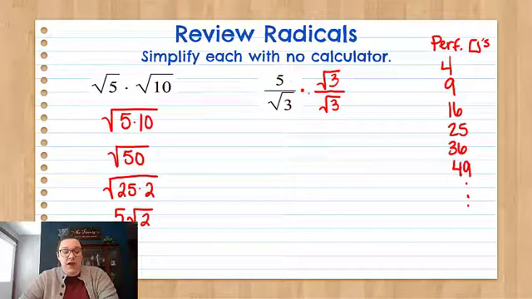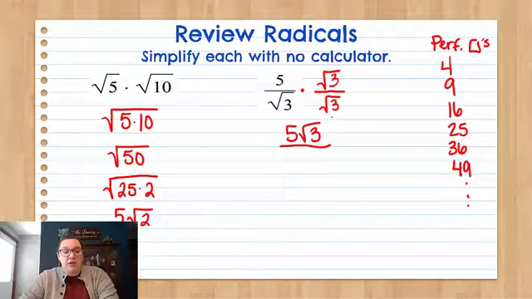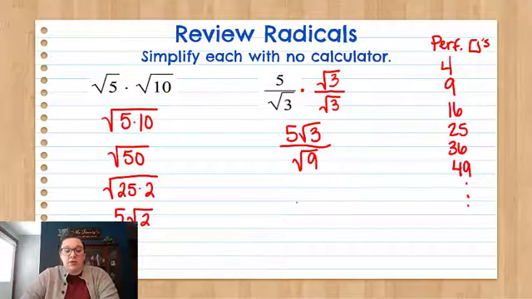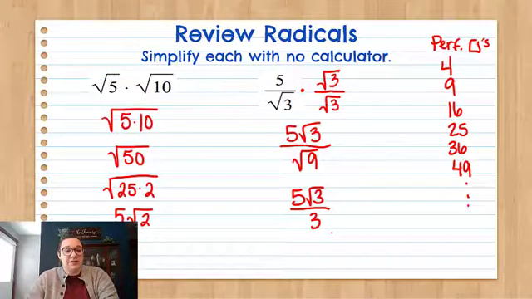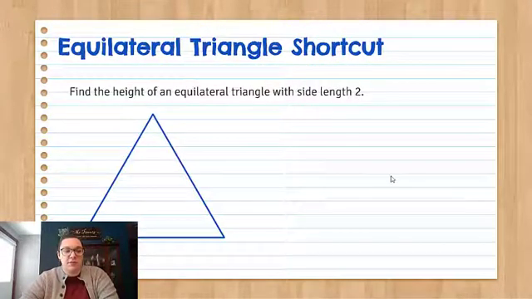My top now is 5 times root 3, or 5 root 3. And my bottom is root 3 times root 3, or root 9. We know the square root of 9 is 3, so let's replace that. We've got 5 root 3 over 3. This is our simplified radical. We'll see these within the problems on special right triangles.